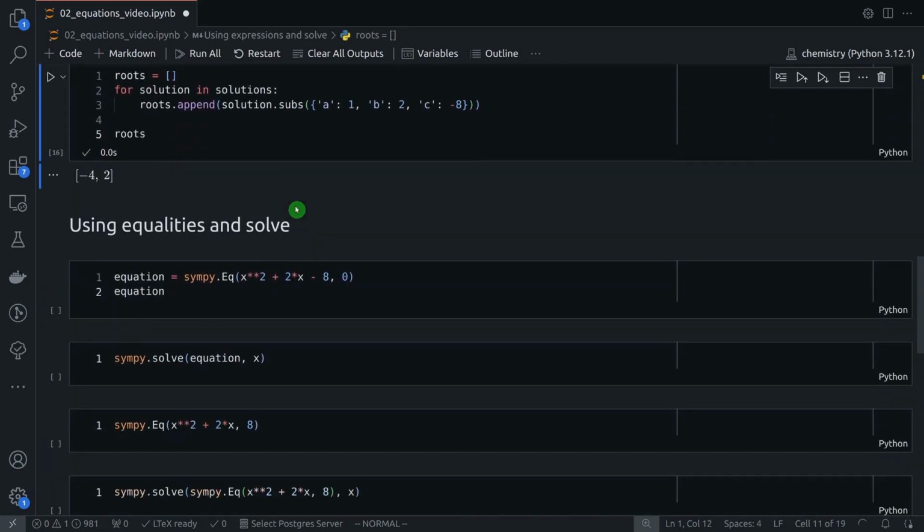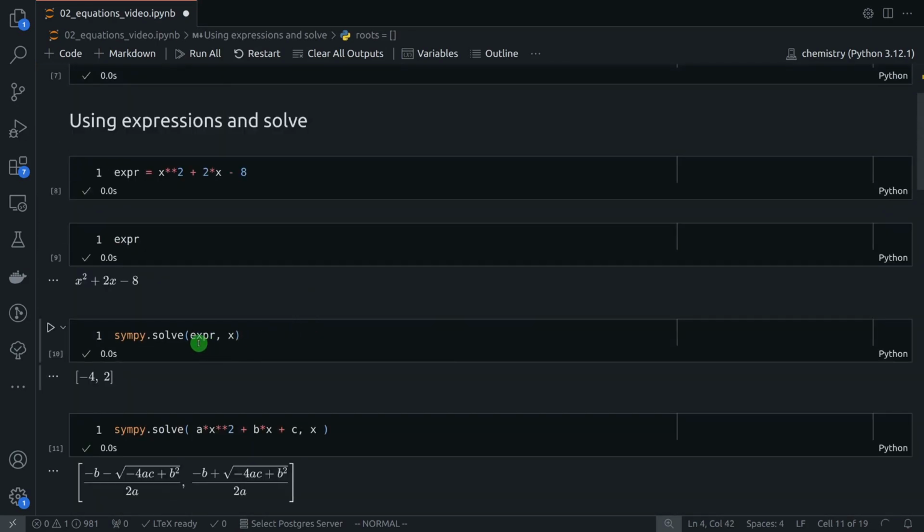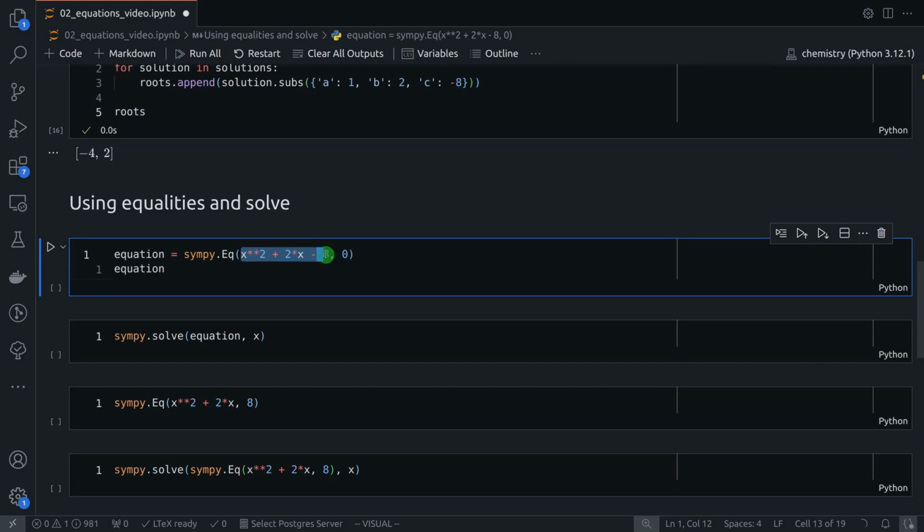And since we're talking about equalities, SymPy also has a class to deal with equalities. And I think that this is closer to the mathematical way of thinking about finding the roots of an equation, because this is not an equation, this is an expression. An equation is an equality. Okay, so you can actually create equalities with this Eq class. So we have here the left-hand side, the same expression that I've shown you before. And here we have the right-hand side, that's 0.